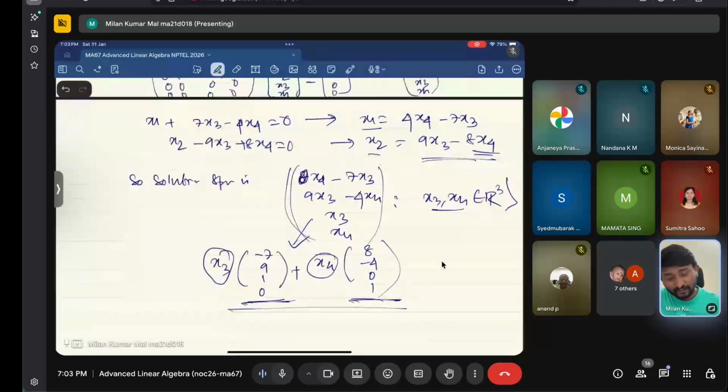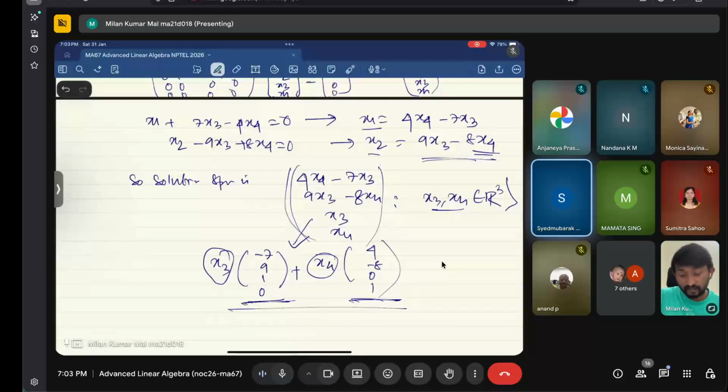Sorry. 4, and this was the 8, right? I have changed incorrectly. Yeah, thank you. 4x4 minus 7x3, 9x3 minus 8x4, x3, x4. So this will be minus 7 x3, I'm taking my 9, 1, 0. This will be 4 minus 8, 0, 1. Yeah, I hope I am correct right now.